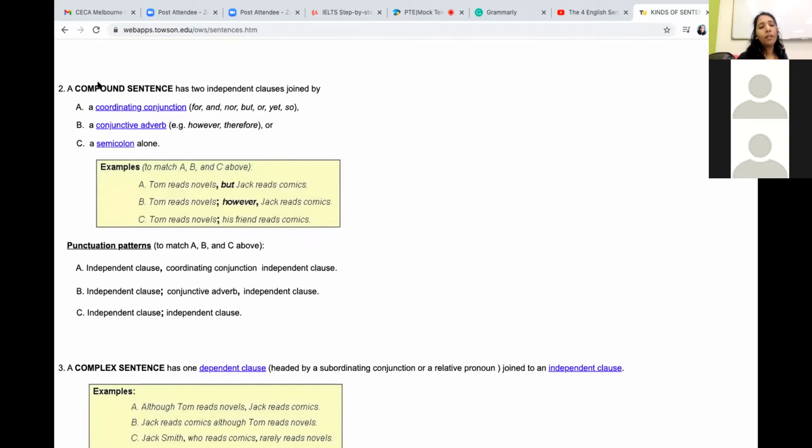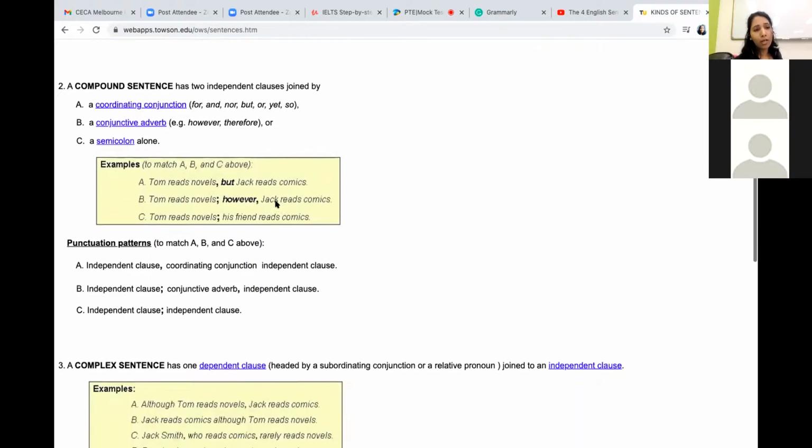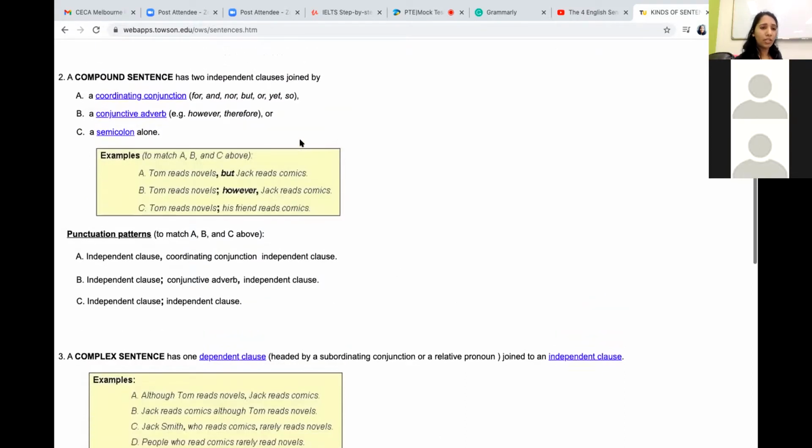Even though you are not expected to write a lot of compound sentences, I will discourage you from writing compound sentences, but this is just for your knowledge. So I'll just run through this. You don't have to display compound sentences in your writing for your task 1 or 2. But your complex sentences and simple sentences are important. So I'll just run through this, and before I forget, I'll put this link on the chat so that you can refer to it at your own pace.